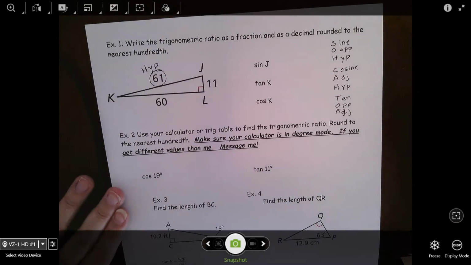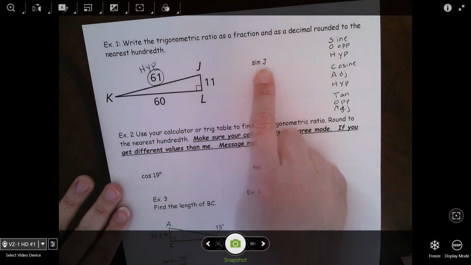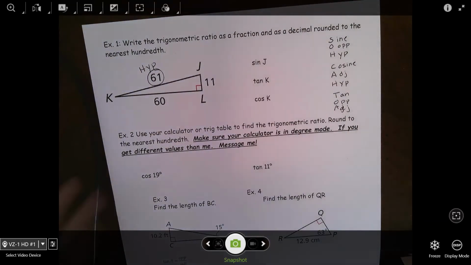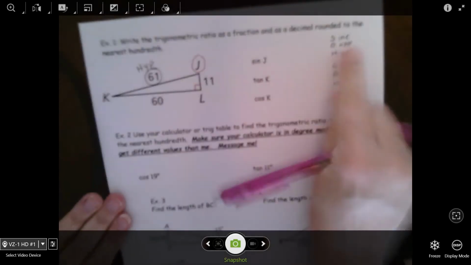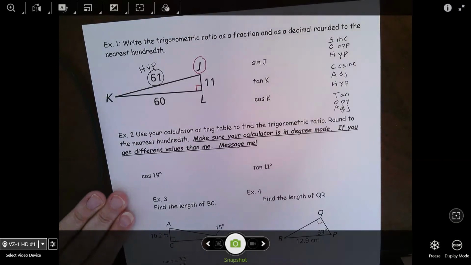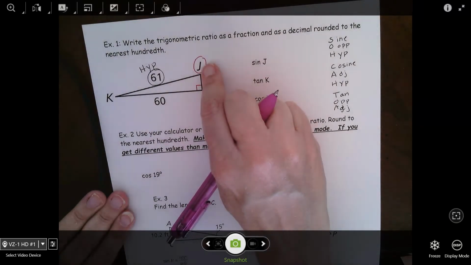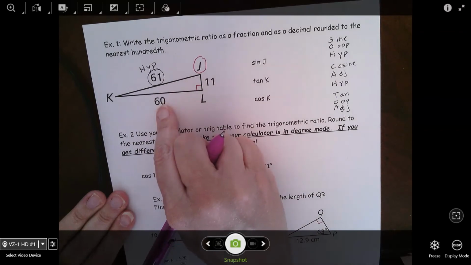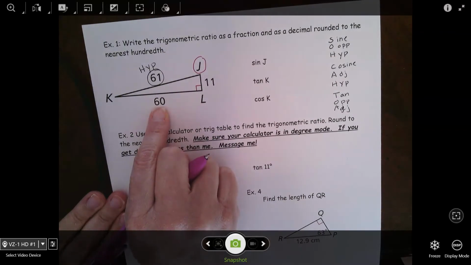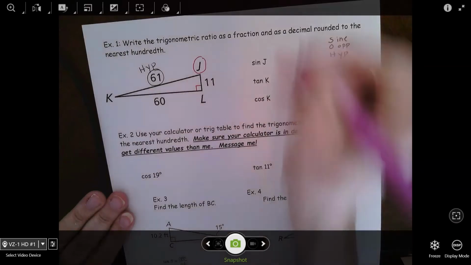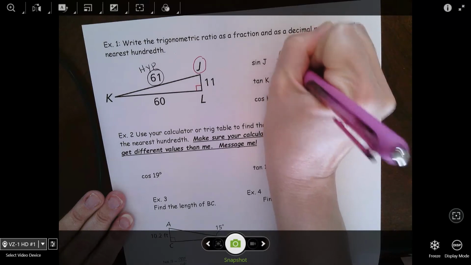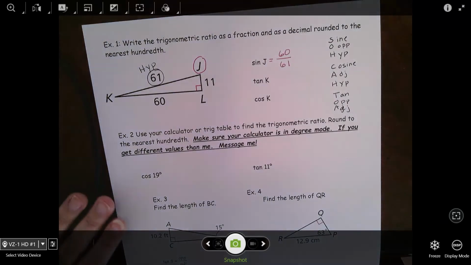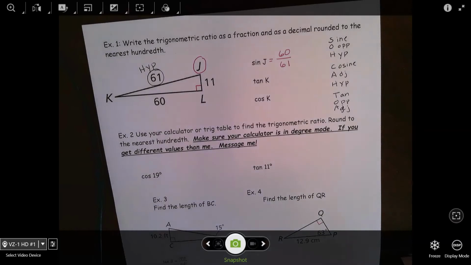Okay, so they asked for the sine of angle J. So for angle J, sine is opposite over hypotenuse. I'm going to go across to find the opposite. So my opposite side is 60, so I need to put 60 over 61. So 60 over 61, that is the sine ratio.